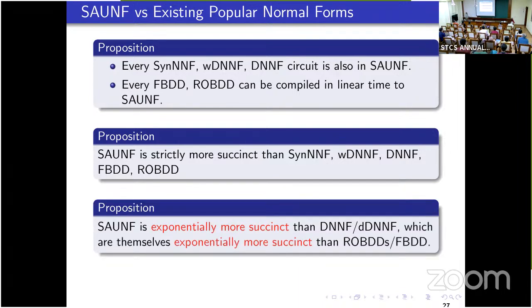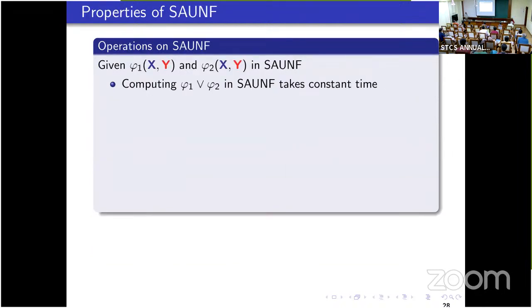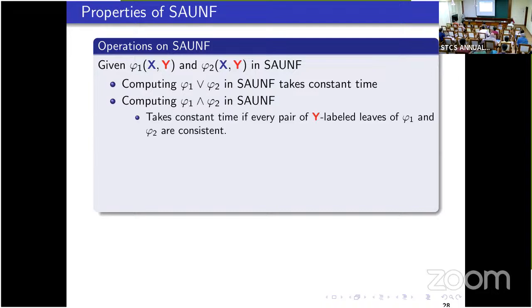Yeah, I think these more succinctness results are there. Operations on this: how well do they compose circuits like this? So disjunction is easy, not hard to see. This is all about existential quantification. But conjunction, if the supports on the variables you're quantifying are disjoint, the two parts, then it takes constant time.